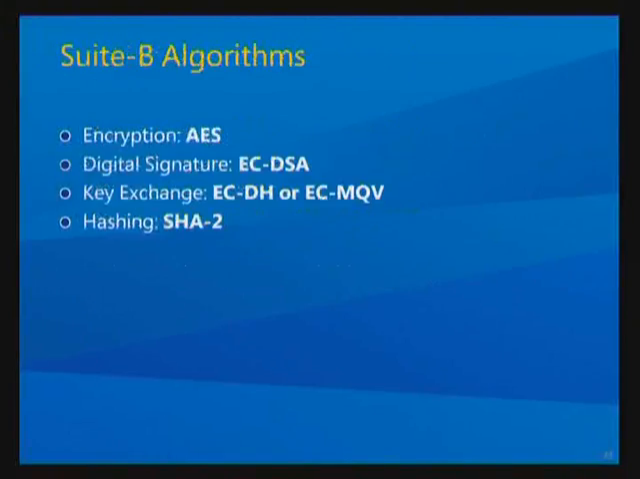All right. Suite B algorithms are simply AES for encryption, elliptical curve DSA for signatures, elliptical curve Diffie-Hellman or elliptical curve MQV, more about it in a minute, for key exchange, and SHA-2 for hashing. Unfortunately, we have nothing better than that. So let me walk you through them one by one very quickly.